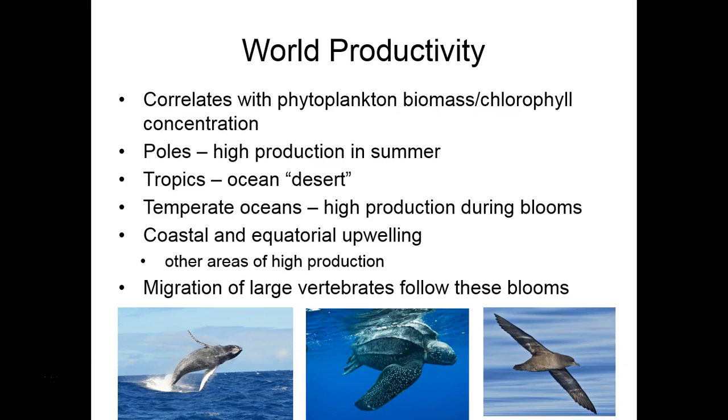Then we also see high amounts of productivity in coastal waters, so close to land where you get constant supply of nutrients, and also along upwelling zones, including the equatorial upwelling zone, which we went over back in the wind-driven circulation lecture. Okay, and in response to this high amount of phytoplankton biomass, we end up having blooms of zooplankton. When there are blooms of zooplankton, we get larger vertebrates migrating to eat those zooplankton as well. And so we see seasonal migrations of large vertebrates such as whales, such as sea turtles, and such as seabirds as well.